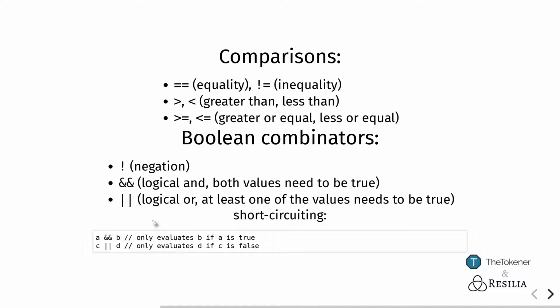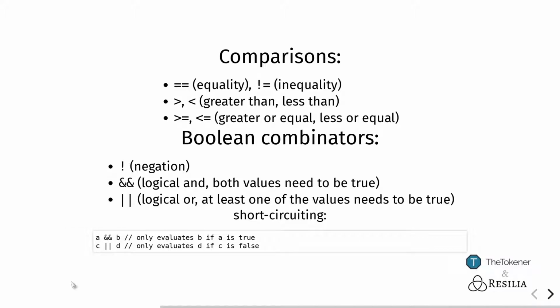It's important to note that the logical AND and the logical OR are short-circuiting, which means that the right operand, so in these examples B and D, are only evaluated whenever A for AND is true, or C when you use an OR operator is false.